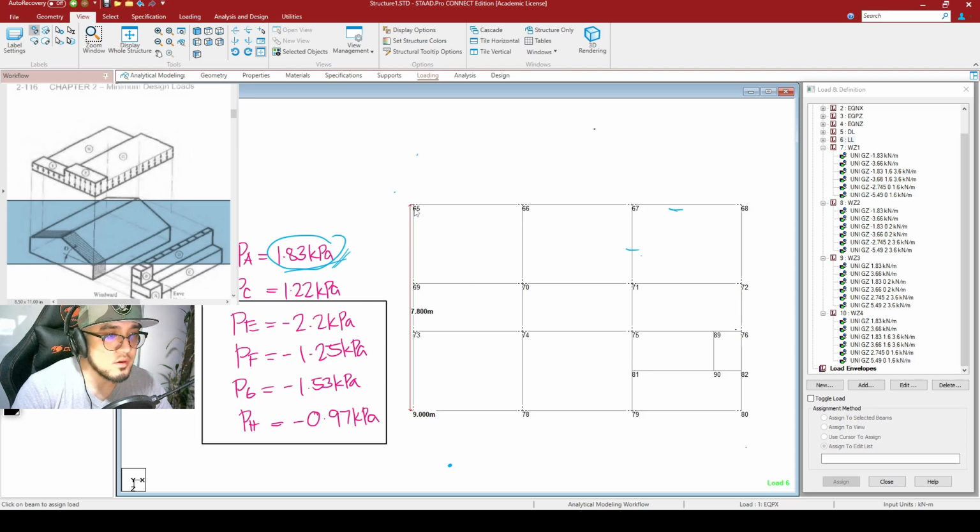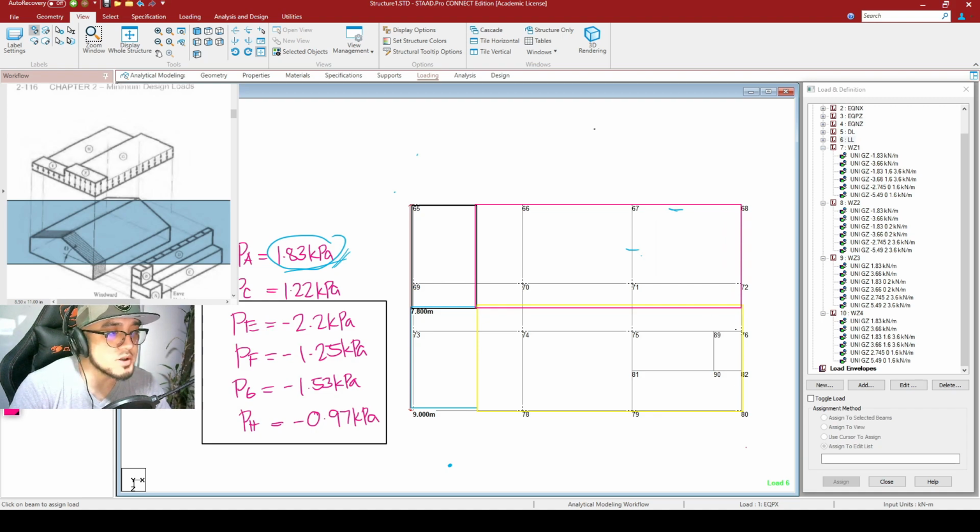So this is for this portion. This is for your PE. This is for your PF. Oops, I'm sorry. This is for your PE. This is for your PF. This is for your PG. And this is for your pH.